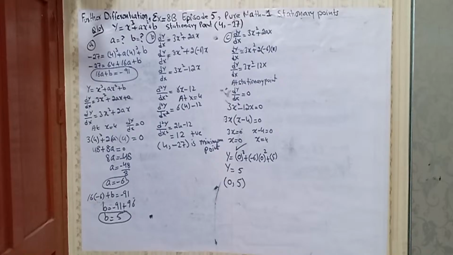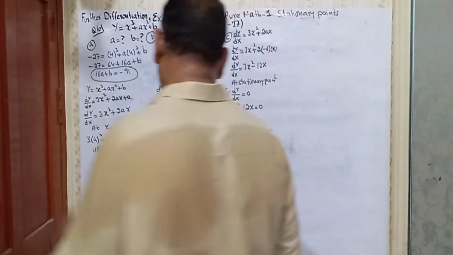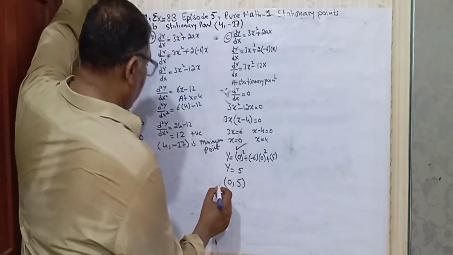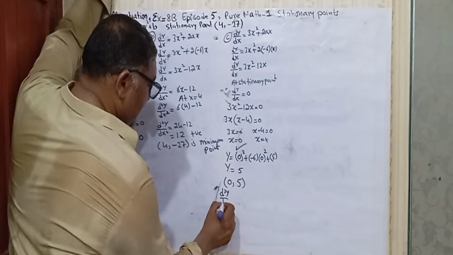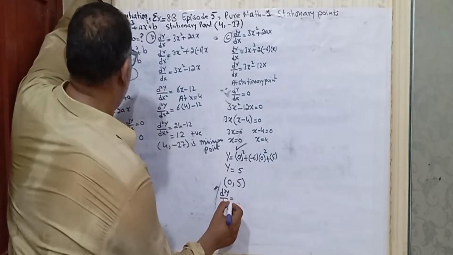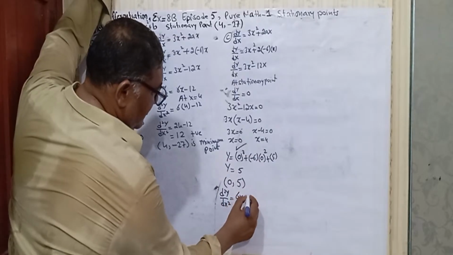Now we have to find the nature. To find the nature, we need the expression for the second derivative. We already know the expression for the second derivative: d squared y by dx squared is equal to 6x minus 12.